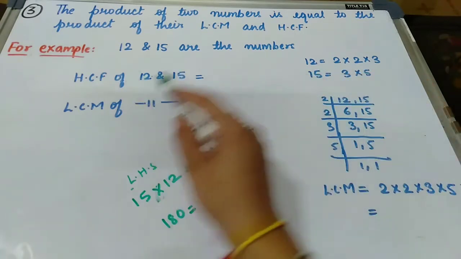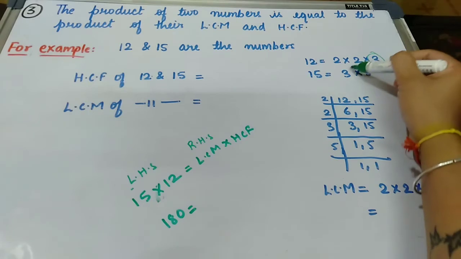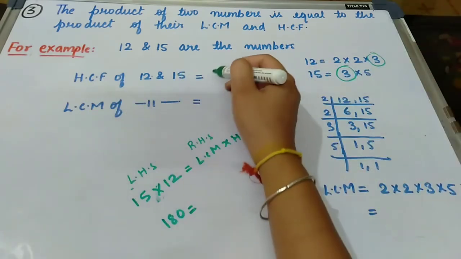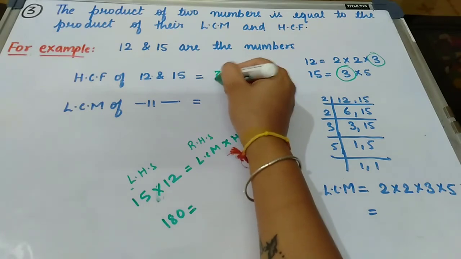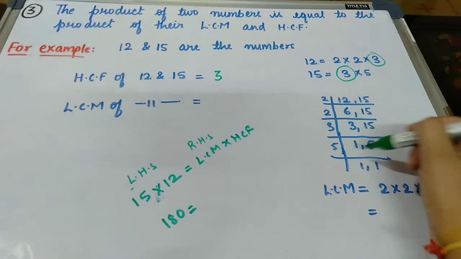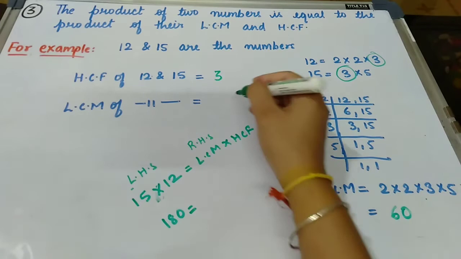So the HCF will be, see, these are the factors. What is the common factor over here? 3, and 3 is the greatest common factor. So the HCF of 12 and 15 will be 3. Now what will be the LCM of 12 and 15? We can do by this method. 2 into 2 into 3 into 5. 2 2s are 4, 4 3s are 12, 12 5s are 60. So the LCM is 60.